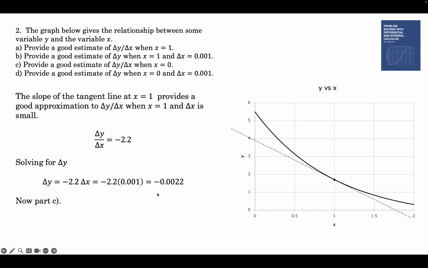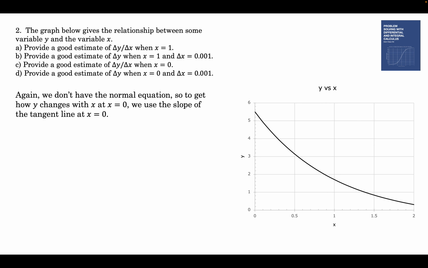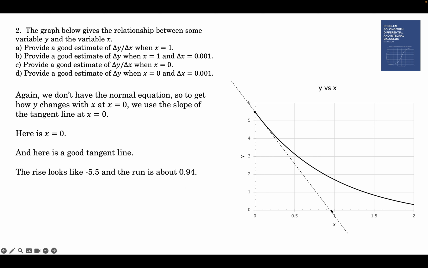Part C. What's a good estimate of delta y over delta x when x equals 0? So x equals 0 is way up here. And we've got to draw a good tangent line. How about that? The rise looks like minus 5.5. The run, 5, 6, 7, 8, 9, 9.4, maybe 9.3, 9.4.